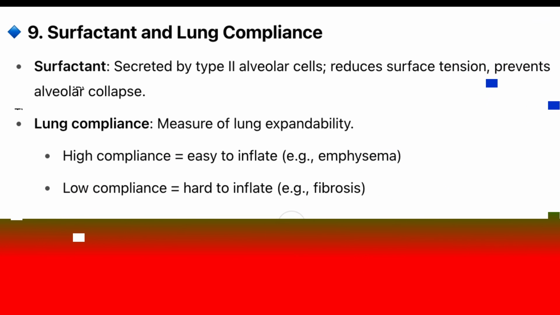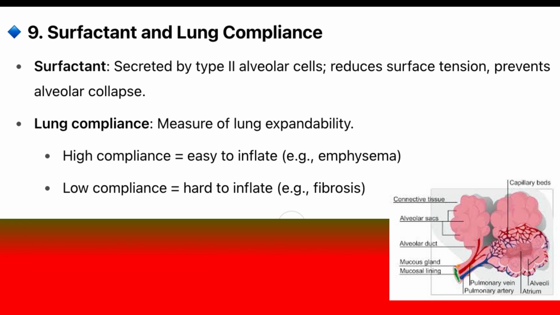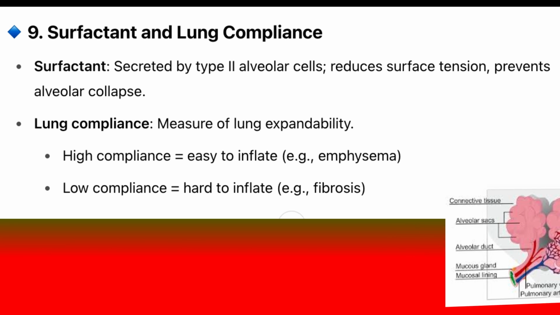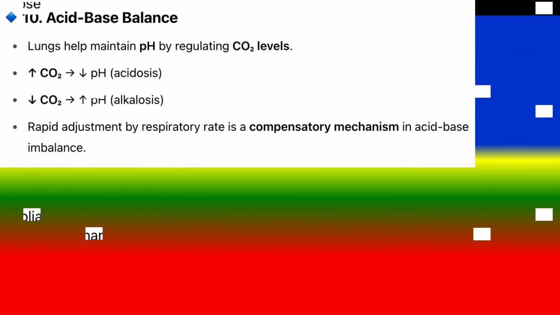9. Surfactant and lung compliance. Surfactant, secreted by type 2 alveolar cells, reduces surface tension, prevents alveolar collapse. Lung compliance, measure of lung expandability. High compliance equals easy to inflate, e.g. emphysema. Low compliance is hard to inflate, e.g. fibrosis. 10. Acid-base balance. Lungs help maintain pH by regulating CO2 levels.